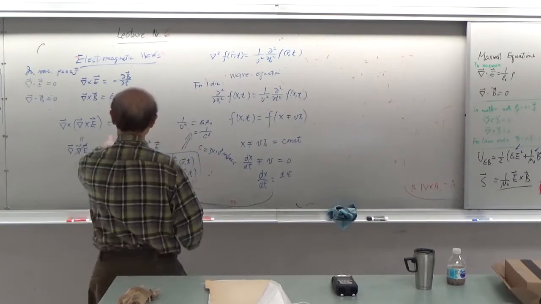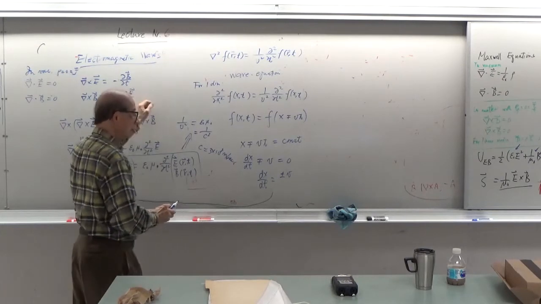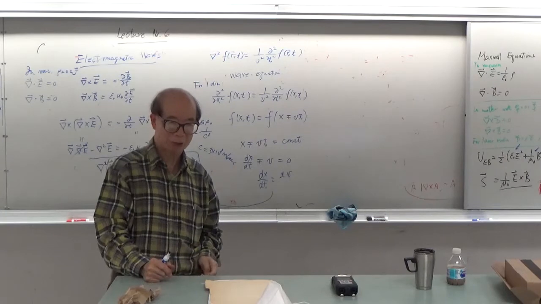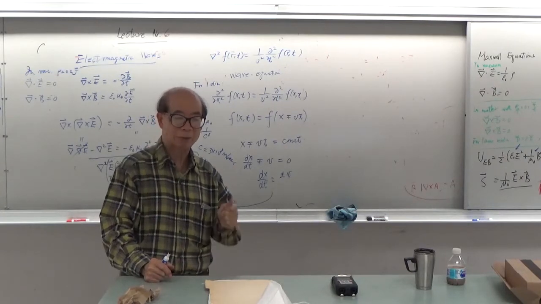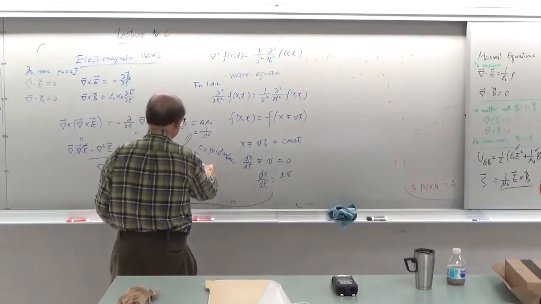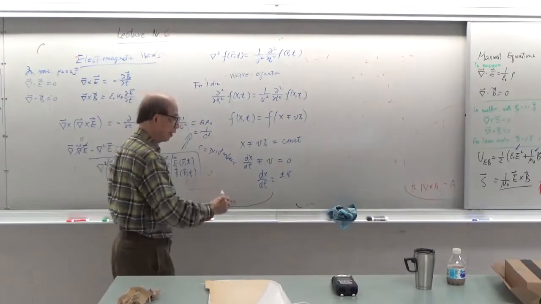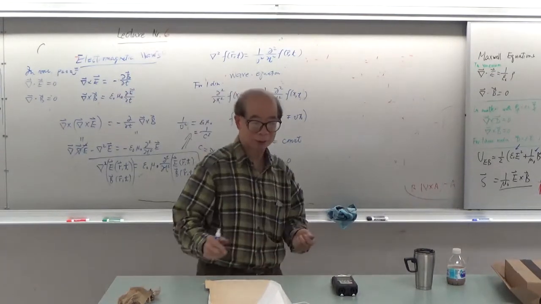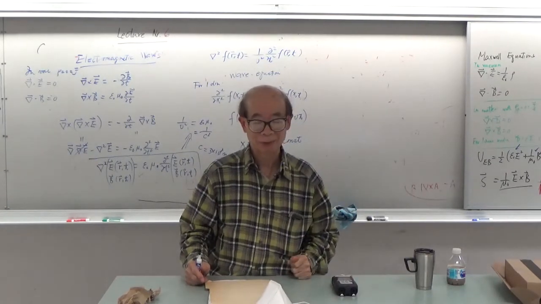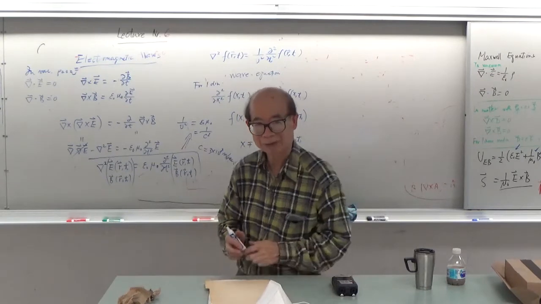So even in vacuum, you can have electromagnetic waves. So the vacuum supports propagation of electromagnetic waves, and the electromagnetic waves propagate with a speed equal to the speed of light in vacuum. And that shows that light is indeed an electromagnetic wave. Fantastic result.